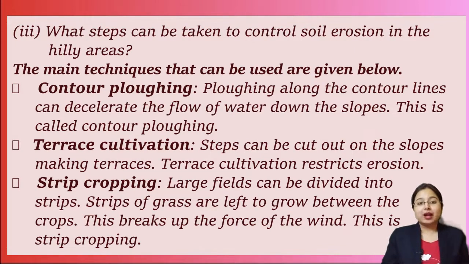Now what do you understand by these 3 terms? First is contour plowing. Contour plowing means plowing along the contour lines. What are contour lines? Means the slopes. Plowing along the slopes in order to decelerate the flow of water down the slopes. This is called contour plowing.